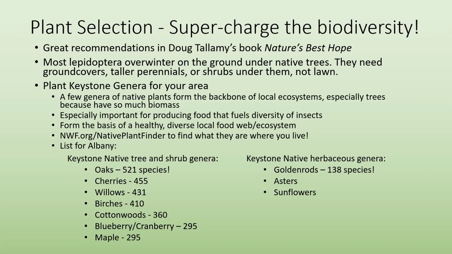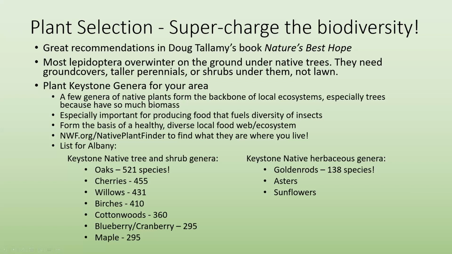So then you just have to get the oak species that are local to your area, which I think they also list. So cherries, willows, birches, cottonwoods, blueberries and cranberries, and maples are all big for that. And it'll tell you the herbaceous perennials too. So goldenrods are a really big one. They're usually the biggest. They support 138 species, and then asters and sunflowers, though those genera have been broken up recently, so I just listed these.